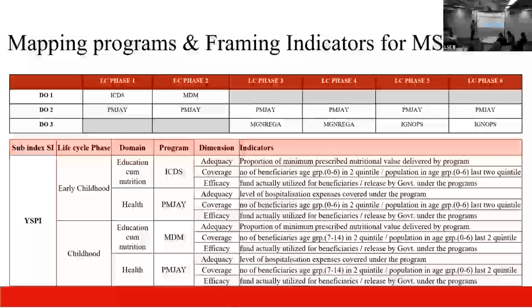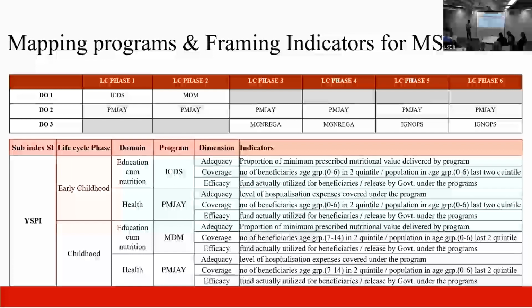And in domain 2, this health scheme is across the life cycle. It covers from age 0 till death, and that's why we will find this particular scheme at every stage under domain 2. And in domain 3, it starts from life cycle stage 3, that is 15 years onwards, and MGNREGA is the one which provides livelihood in these two life cycle stages, and IGNOAPS is the last one, that is the pension scheme for the old age. So that is how we need to map, at the very first step, the different schemes in this LCDO matrix.